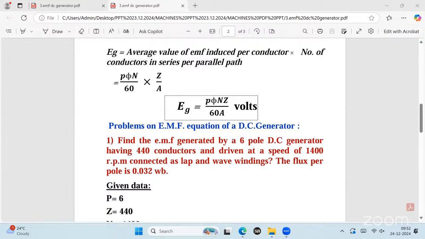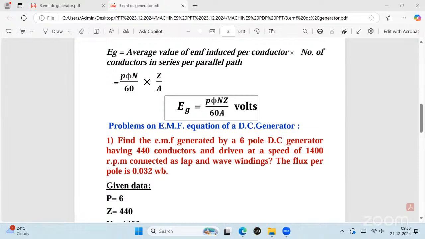Now write down the formula and make a box for the formula. What is the formula? EG is equal to phi into P into N by 60 into Z by A. Or you can write it in total: phi P N Z by 60 A. So you know P, you know phi, you know N, you know Z.